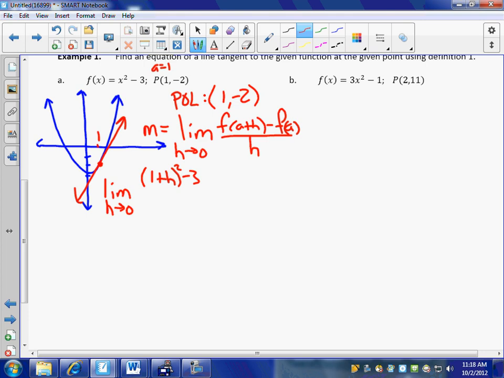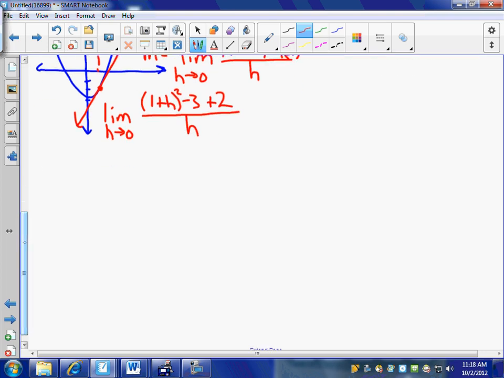So we just did this piece. Minus f of a. What do I get if I plug 1 into the function? -2. So minus the -2, or plus 2. Divided by what? h. Very good. I can now see where this is going to go.